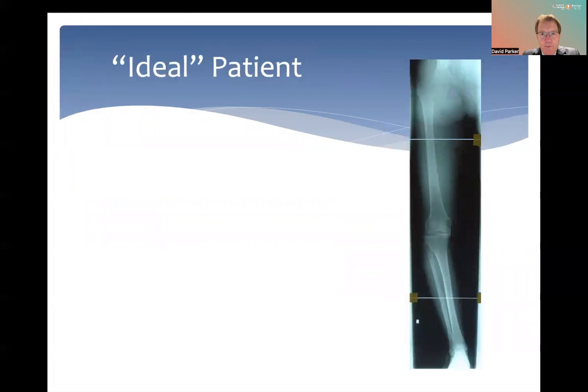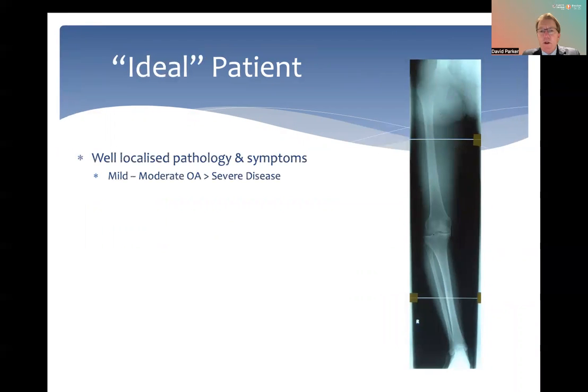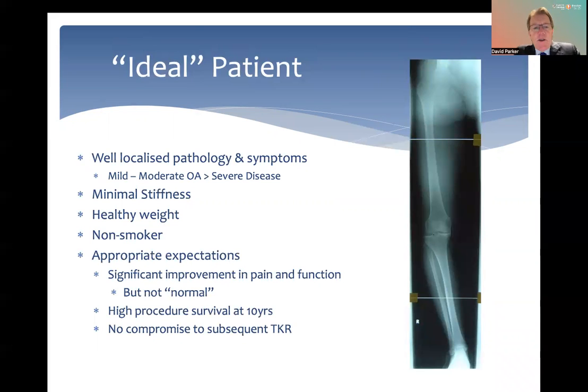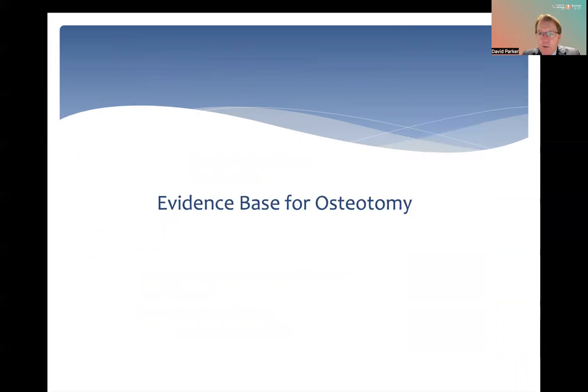So the ideal patient for osteotomy is someone who has well-localized pathology and symptoms, usually with mild to moderate arthritis rather than severe disease if possible. Minimal stiffness, they ideally are a healthy weight. I won't do the procedure on smokers, and they have to have appropriate expectations. They need to understand they will get a significant improvement, but it won't be exactly normal. They should expect a high procedure survival at 10 years, and it shouldn't compromise a subsequent knee replacement.